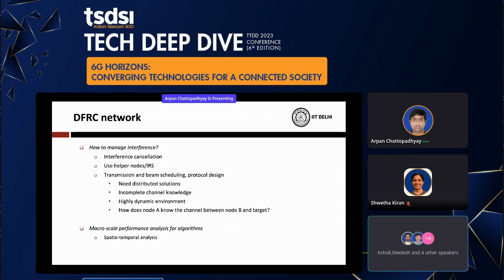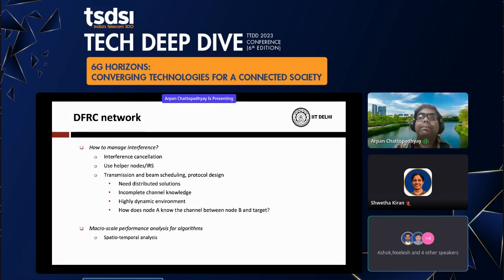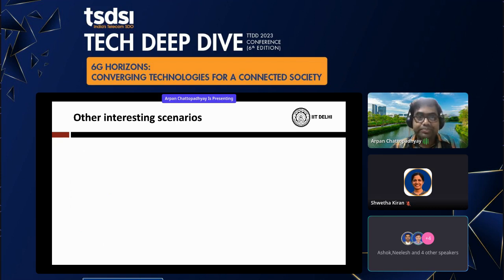Another interesting problem area is macro scale performance analysis of the protocols or the algorithms that you have implemented, specifically spatio-temporal analysis. For example, if you have a large network, can we say something about the bits per second per unit area in the system? Can we say something about the mean squared estimation error of the radar unit per unit area? Can we say something about some kind of outage performance for communication and sensing? These are very interesting questions, and these have largely not been addressed by researchers.